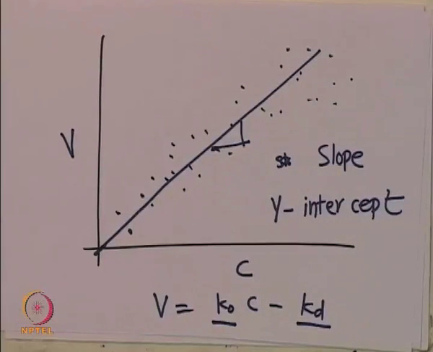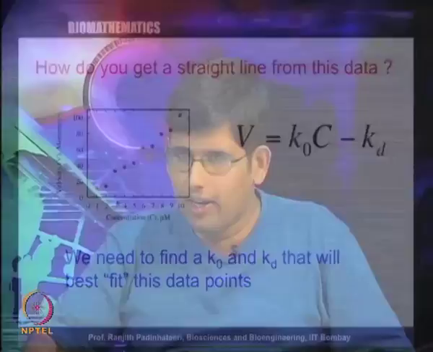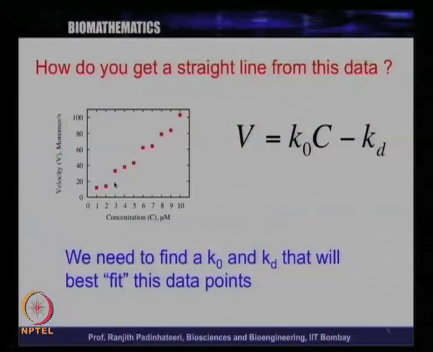So, that is what essentially we are saying here. To get a straight line from this data, we need to find a K0 and a Kd that will fit the best way, that will nicely fit to this data points. Ideally, in an ideal case, we will expect all of them to very nicely go on top of each other in a straight line, but this is not what the reality is. So, we have to say something is best fit.